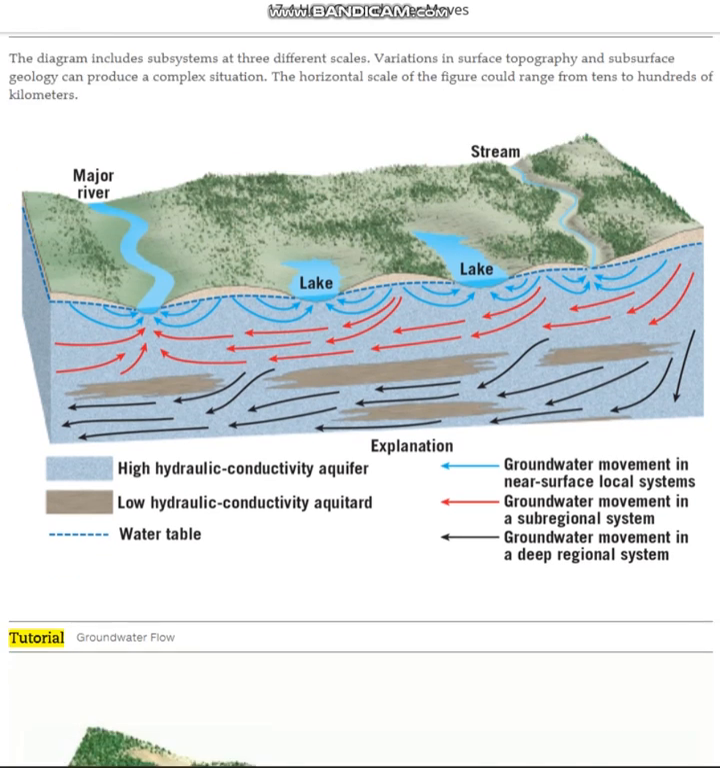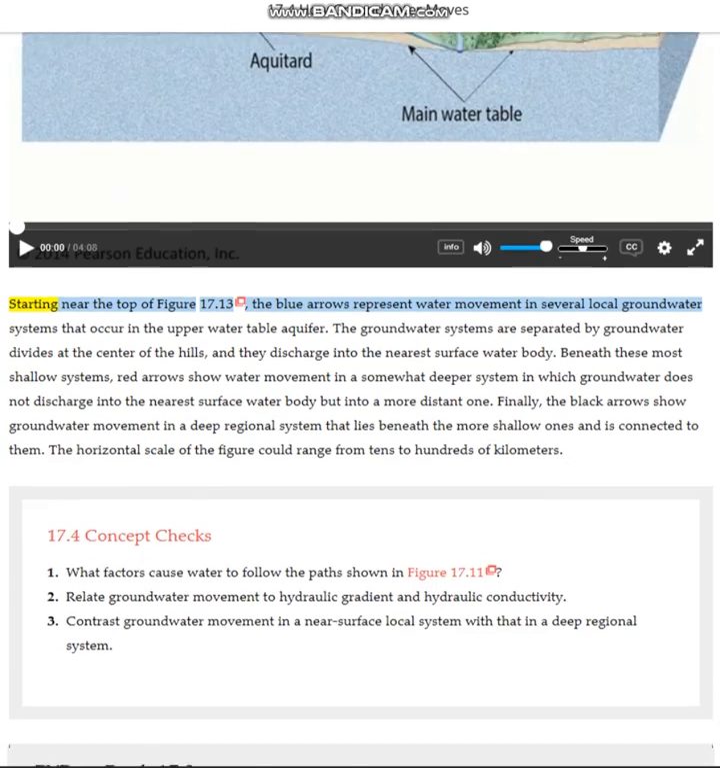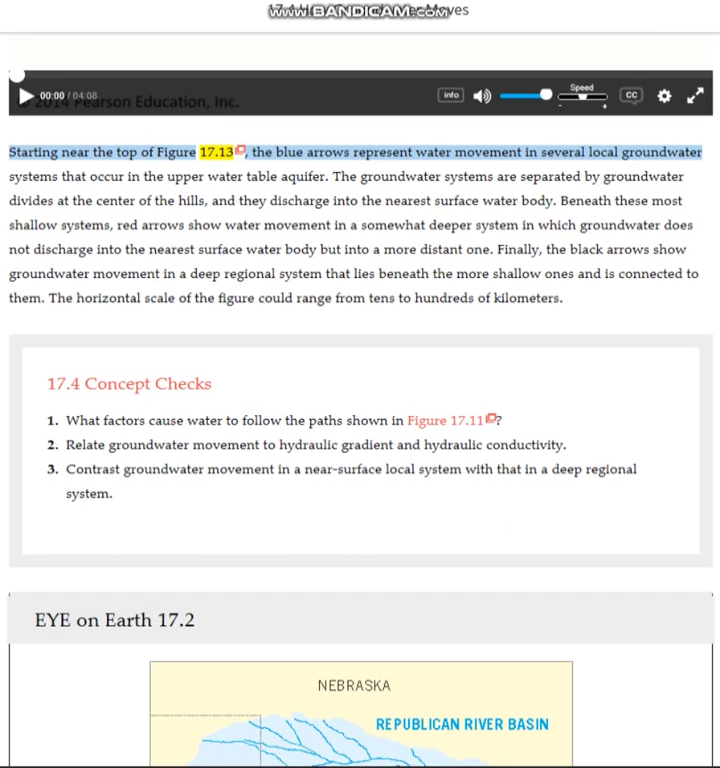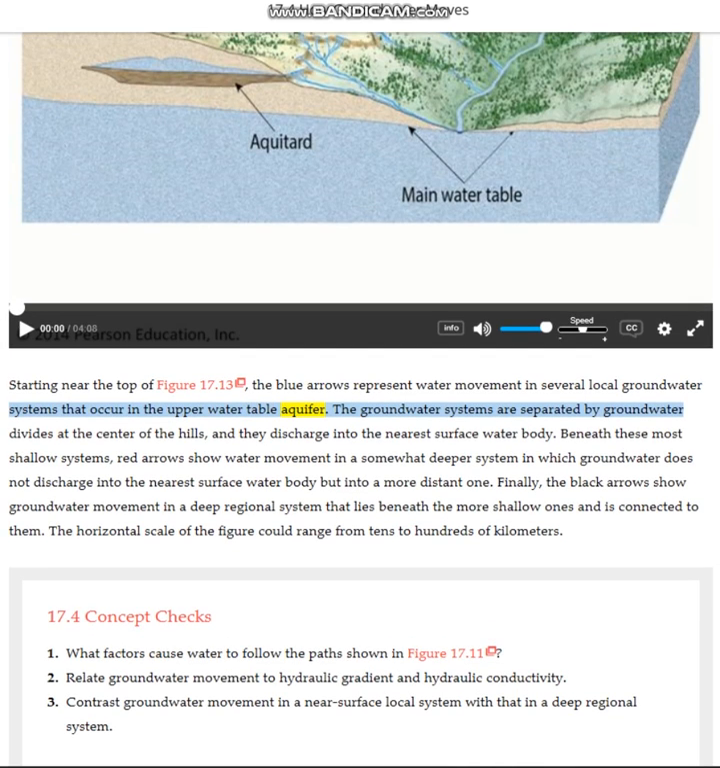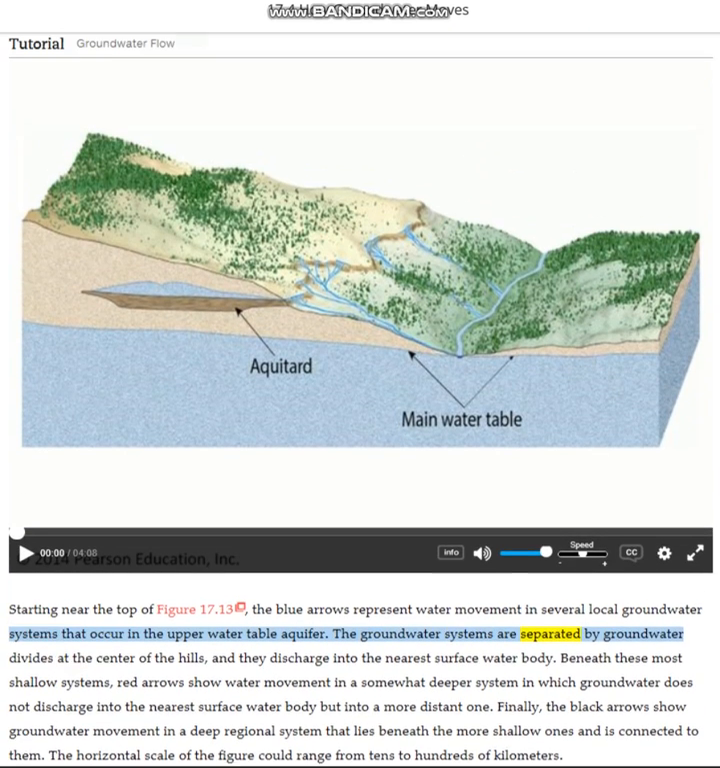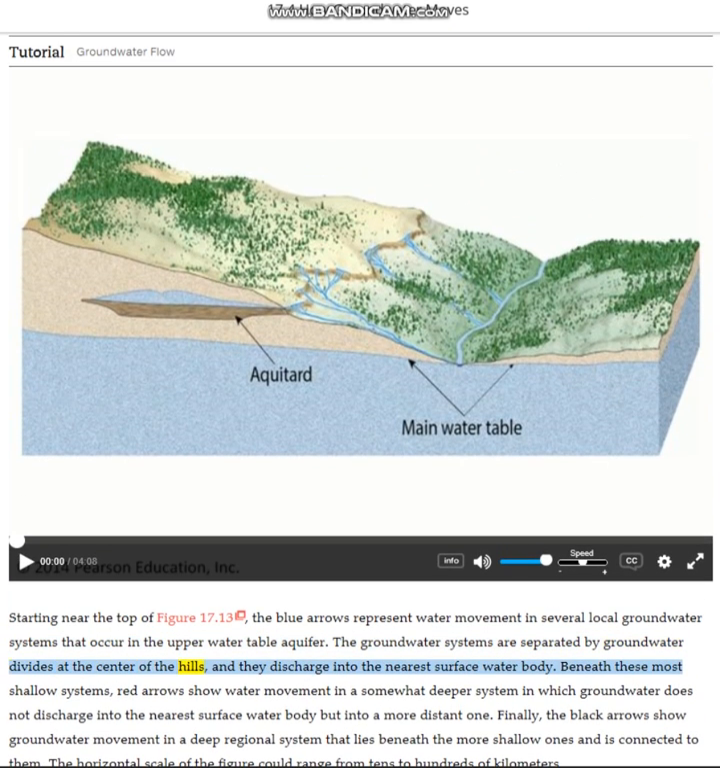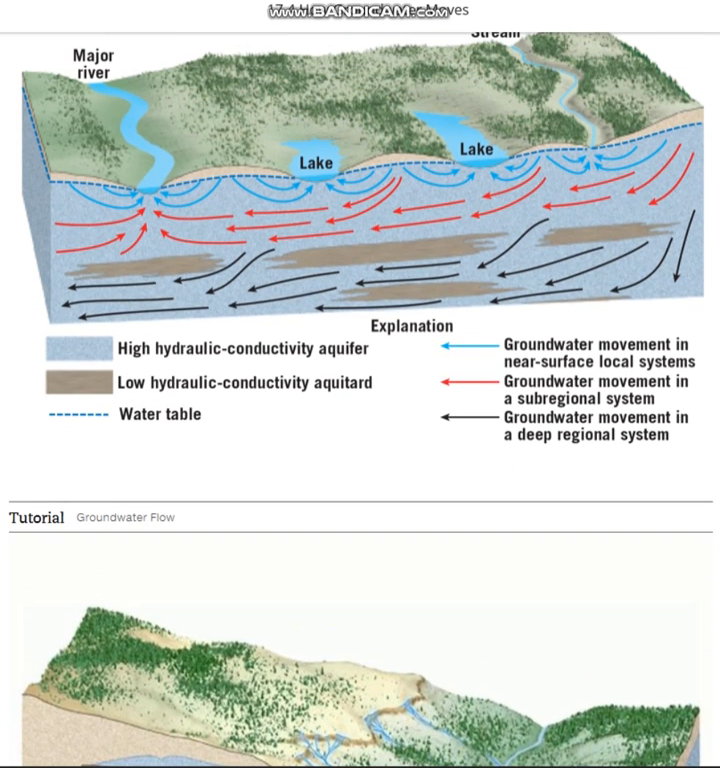Tutorial. Groundwater flow. Starting near the top of figure 17.13, the blue arrows represent water movement in several local groundwater systems that occur in the upper water table aquifer. The groundwater systems are separated by groundwater divides at the center of the hills, and they discharge into the nearest surface water body. Beneath these most shallow systems, red arrows show water movement in a somewhat deeper system in which groundwater does not discharge into the nearest surface water body but into a more distant one.